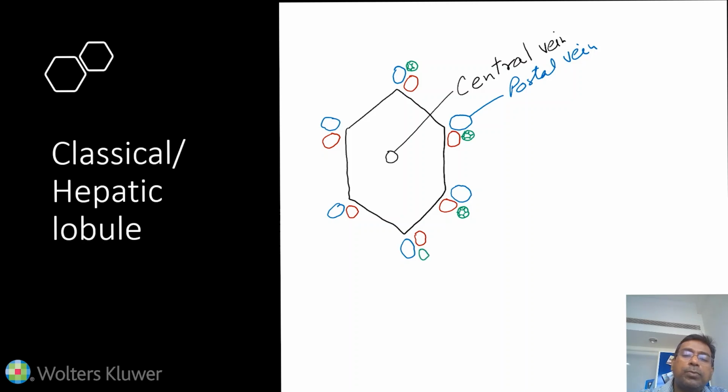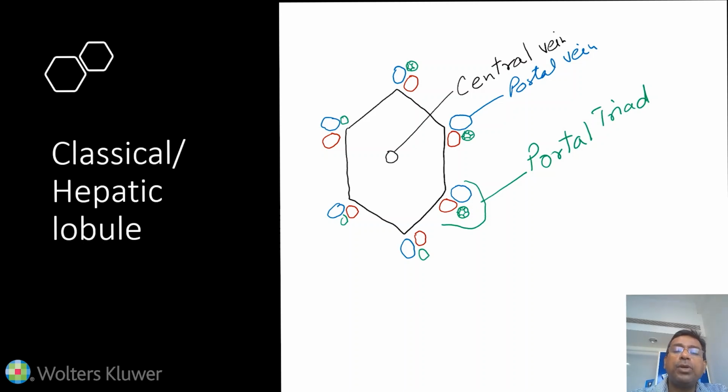So these three together constitute the portal triad. And the main parenchymal cell is the hepatocyte, which is polygonal in shape, having a centrally placed round nucleus.